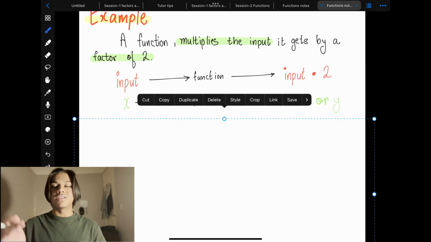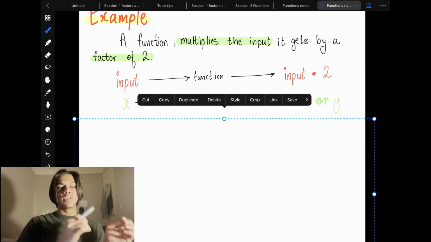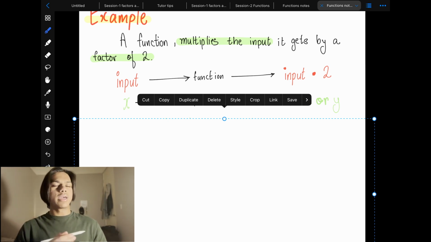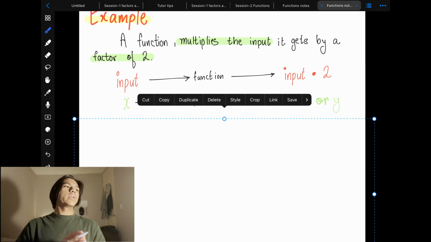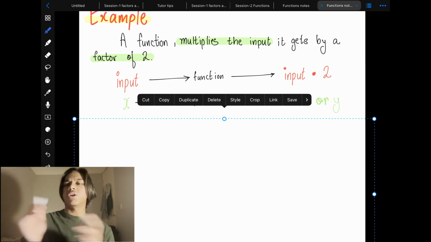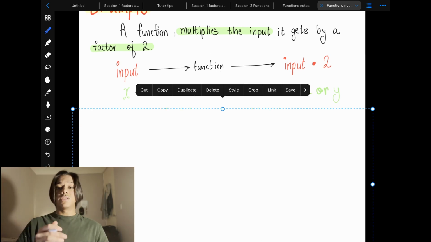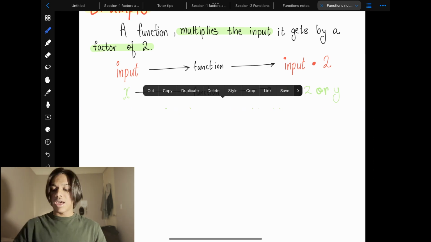That's what a function does. It creates a relationship between input and output. It changes the inputs by multiplying, by adding something to it, by subtracting something from it, by dividing it, and doing some kind of mathematical operation on the input to create an output. That's all the function does. And now from this function, we can make a table. How? Let's see.